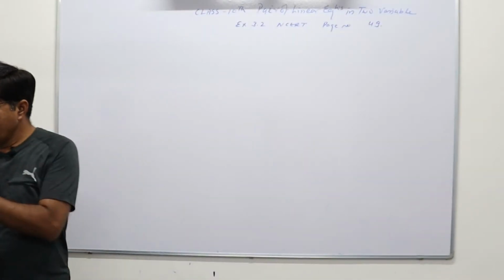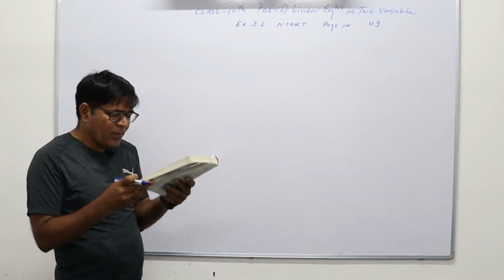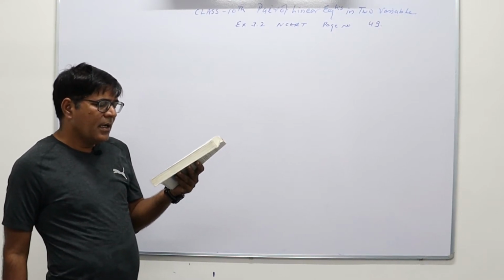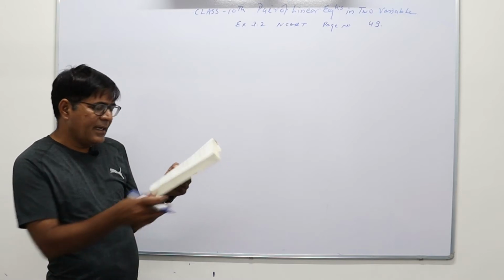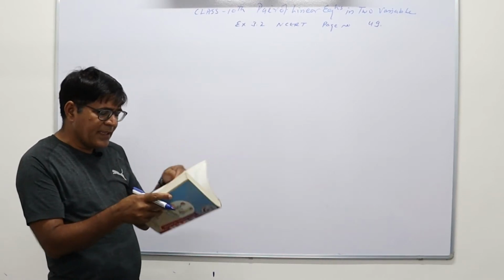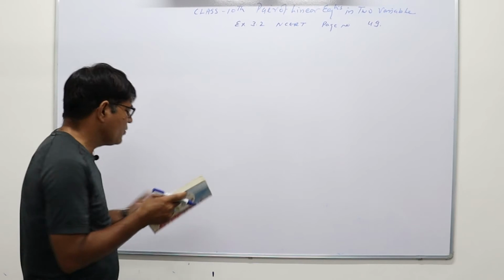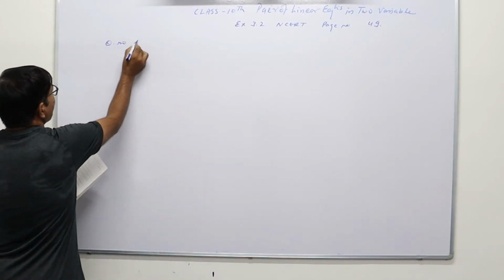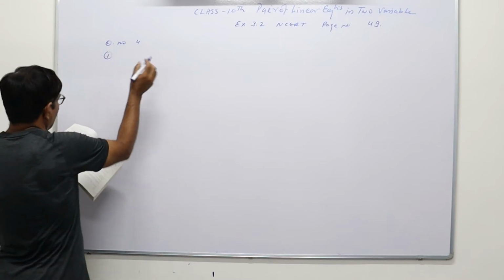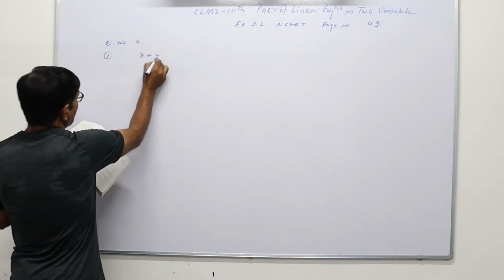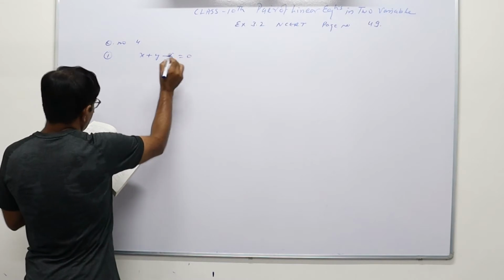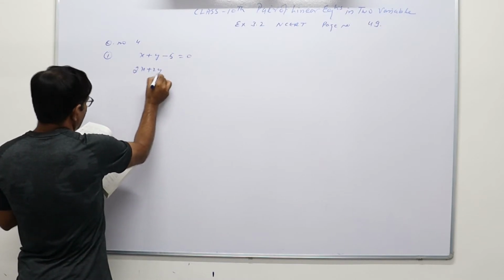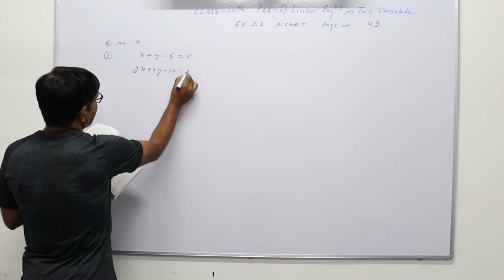Read the question. Which of the following pairs of linear equations are consistent or inconsistent? If consistent, obtain the solution graphically. So question number first is: the system is x plus y minus 5 is equal to 0, and the second equation is 2x plus 2y minus 10 is equal to 0.